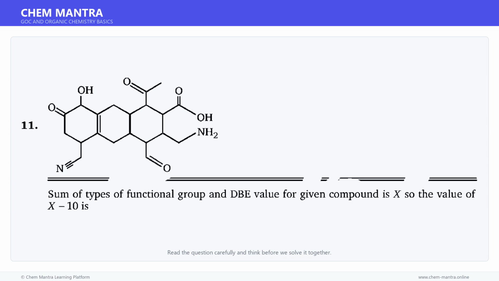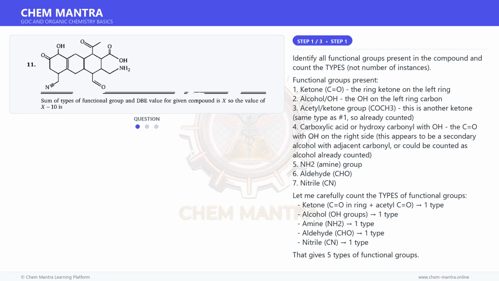Here is a numerical type question on general organic chemistry. Read the data carefully and work through the numbers. Let us solve it step by step. Let us now begin solving this step by step.